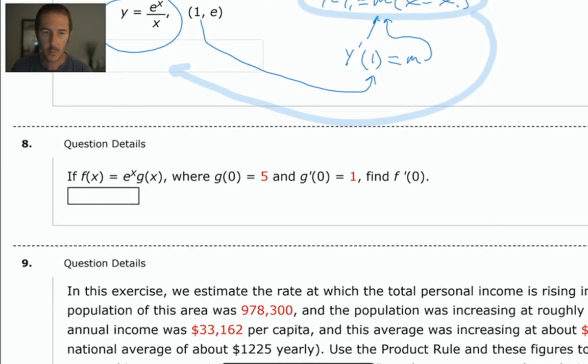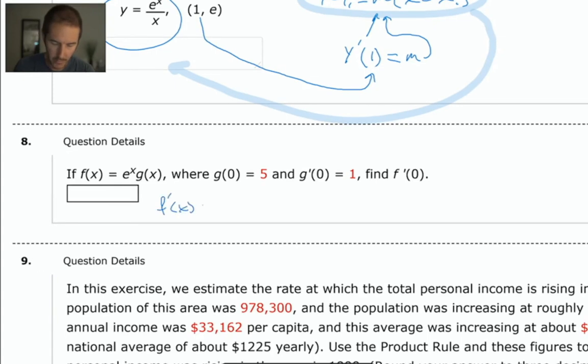Number 8 is cute, as we say in mathematics. You do need to find the derivative of f of x using the product rule. So step number 1 is to find f prime of x. You'll use the product rule. So you're going to get, we'll keep the e to the x times the derivative of g plus, now we'll take the derivative of e to the x, which is e to the x, and we'll leave g as it was, just g of x.